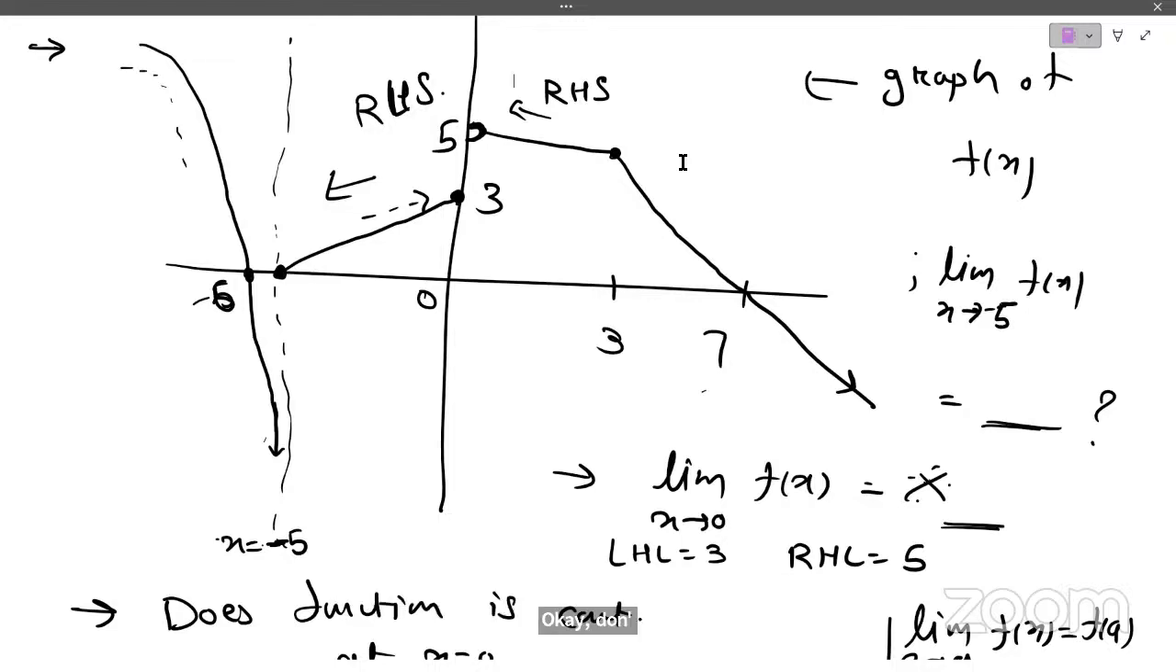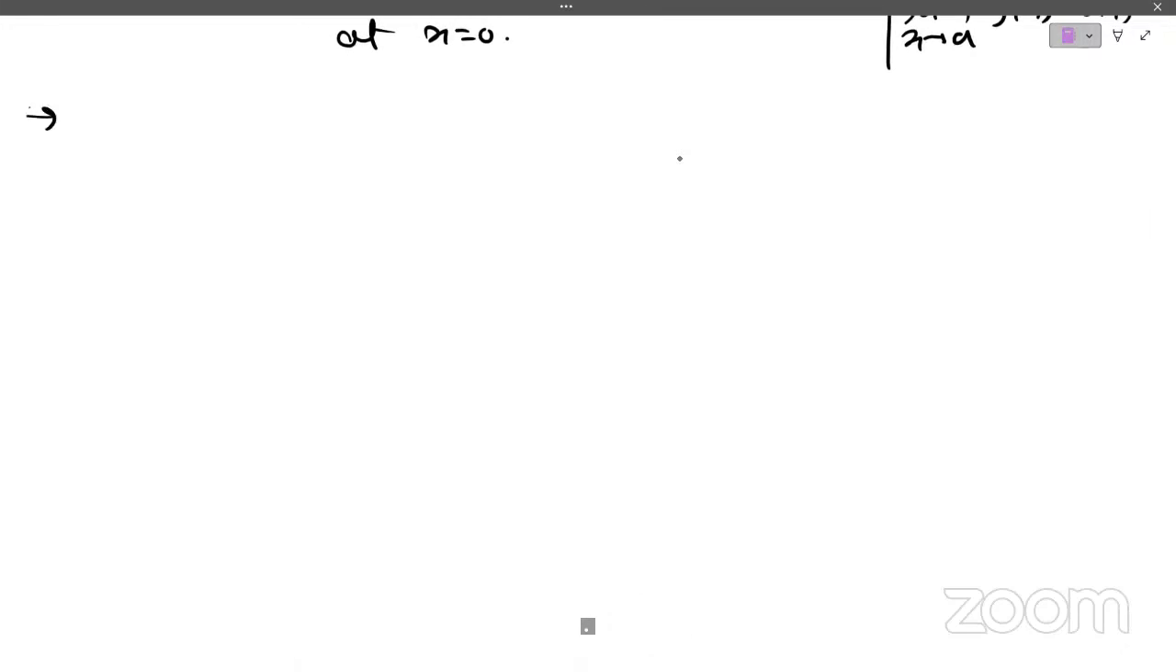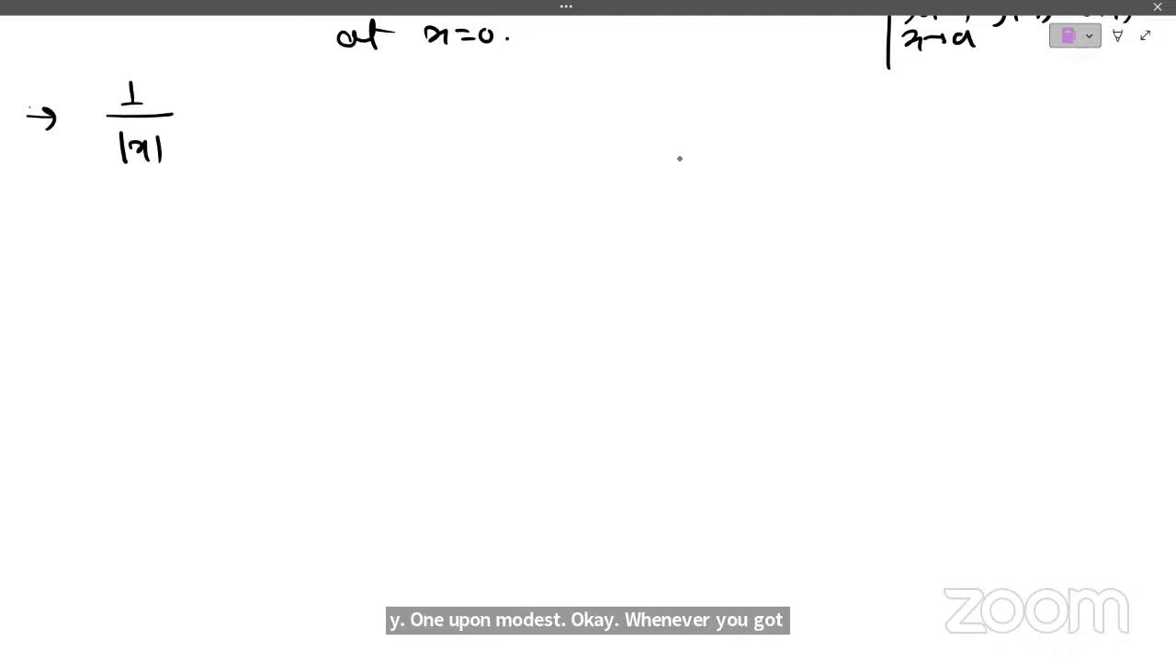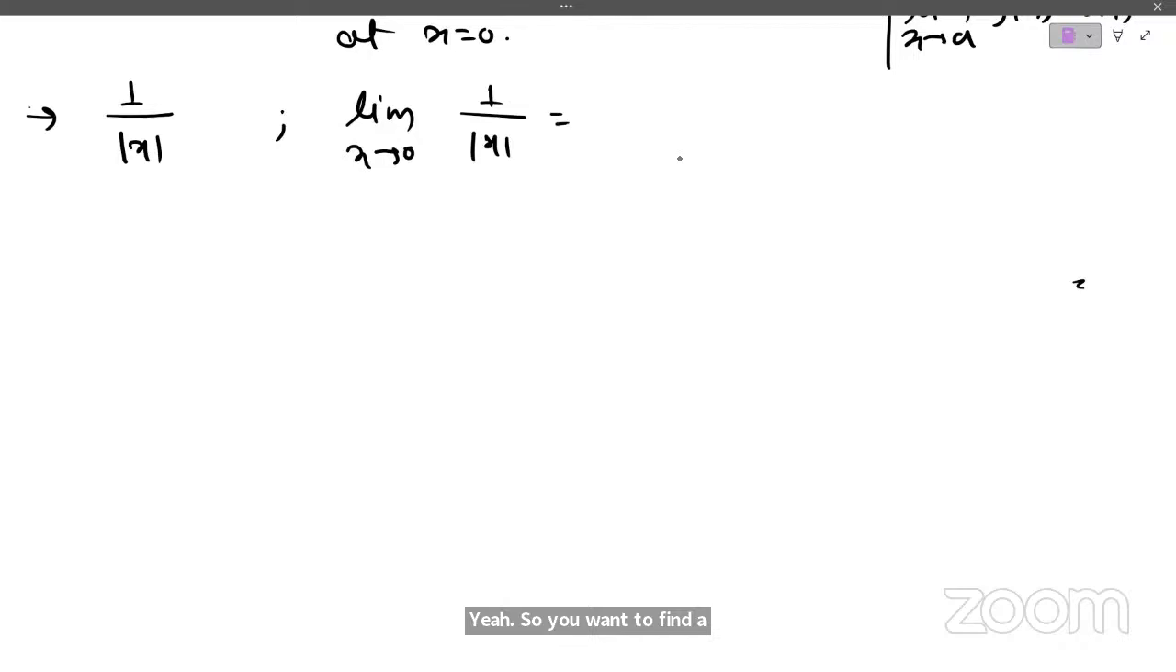Take the example of 1 upon mod x. Whenever you get the mod function, just try to apply the definition of limit properly. 1 upon mod x will look something like this, and the lower graph just converts to the upper one. So you want to find the limit as x goes to 0 of 1 upon mod x.